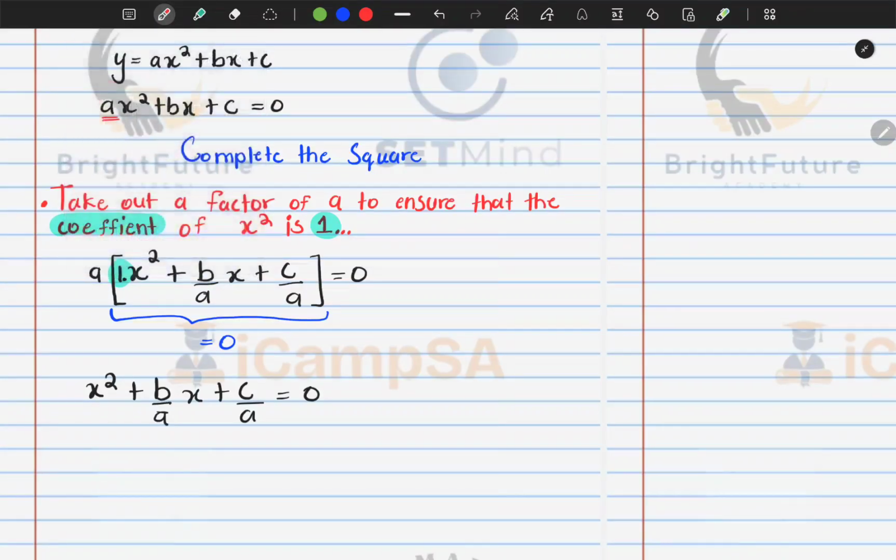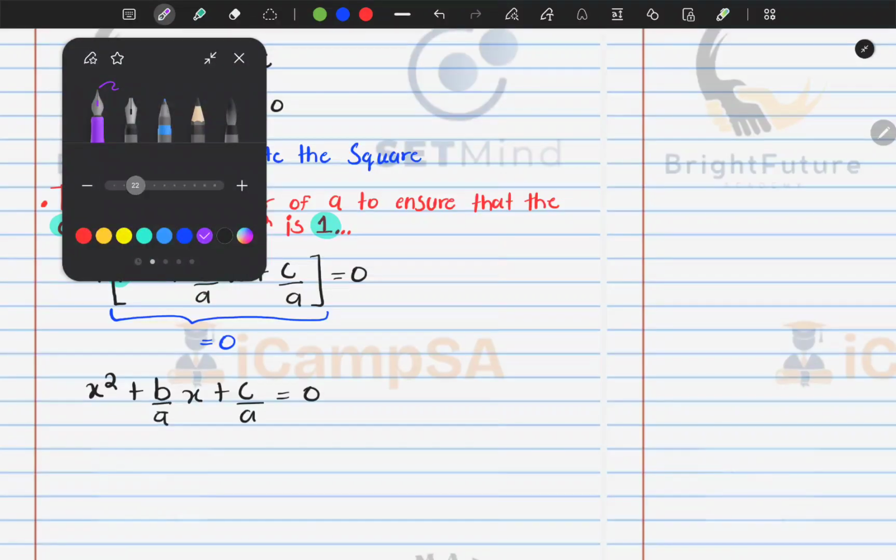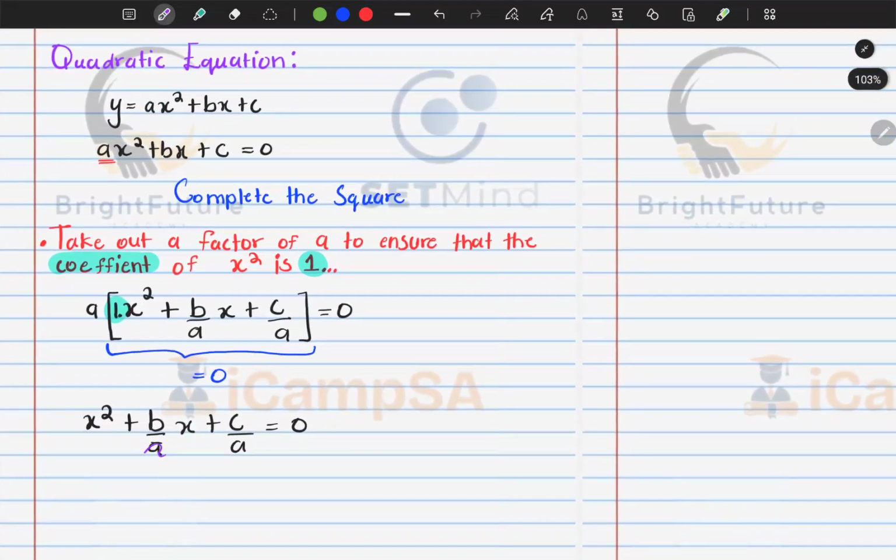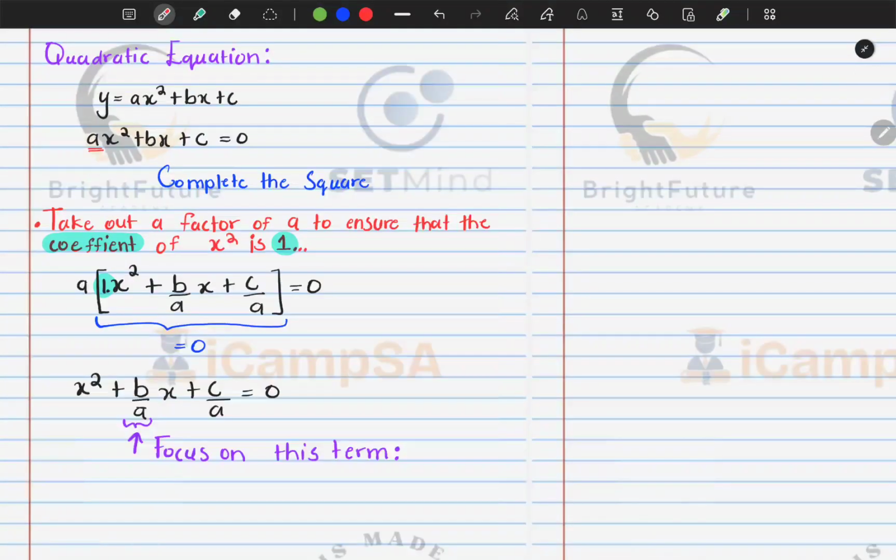If you remember, whenever you're completing your square, what you need to do is now to focus on this term. And what we do to that term is you will have x plus half of that term all squared, and then plus c over a minus the term which we have halved, which is the coefficient of x, all squared.